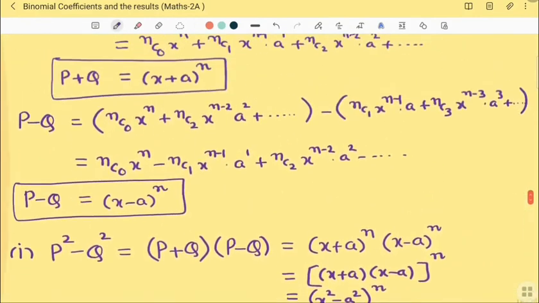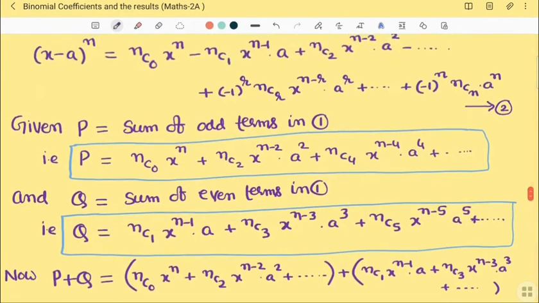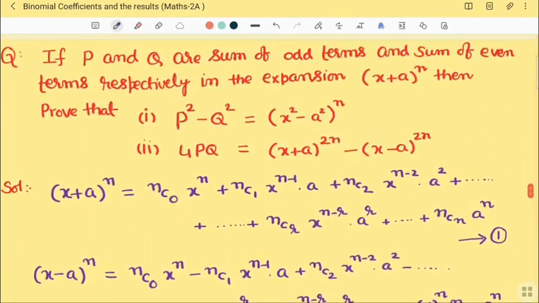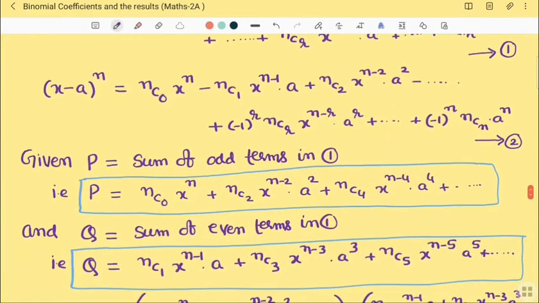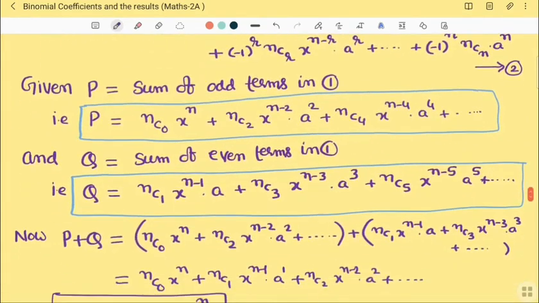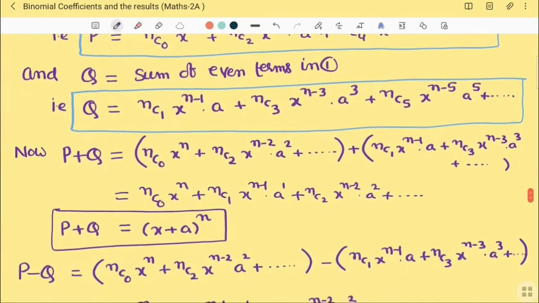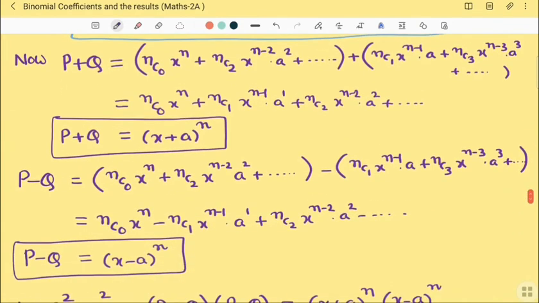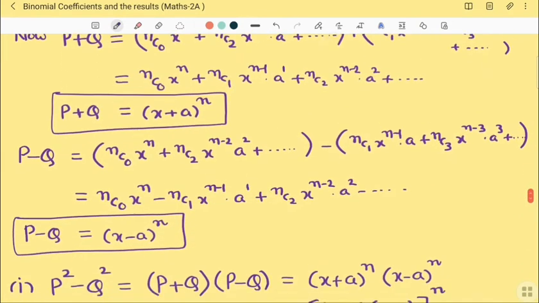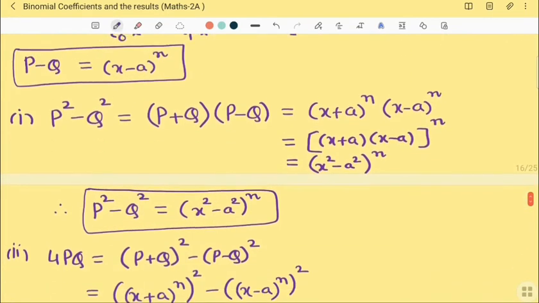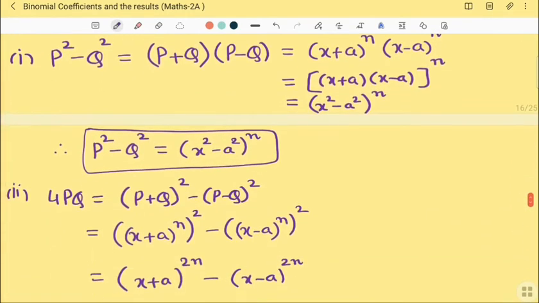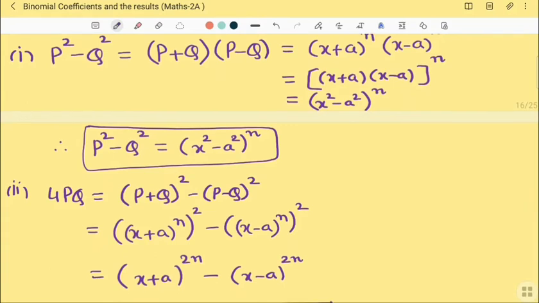Just once again, I will revise. I will show the terms how we proved. First, we wrote the expansion of x plus a whole power n. Next, x minus a whole power n. After that, odd terms, even terms we separated. We have taken the names as p and q. In the next step, p plus q. In the next term, p minus q. After that, considering the first question, p square minus q square, p plus q into p minus q, and applied a power m, b power m is ab whole power m.